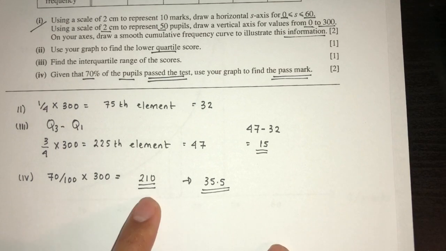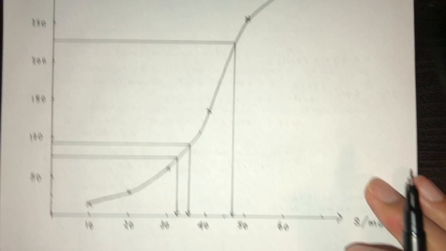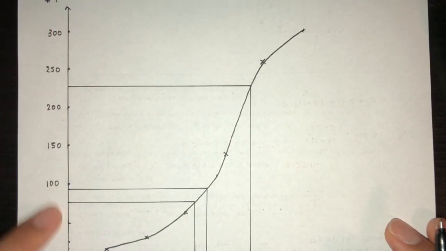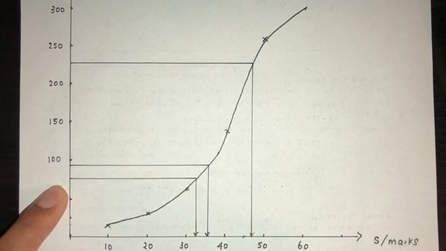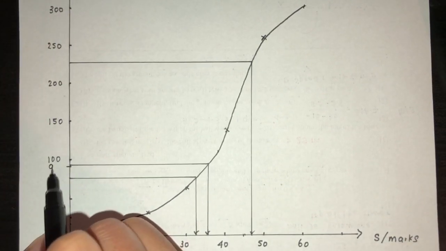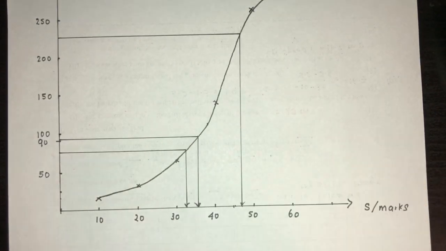You first have to find how many pupils pass the test, which is 210. And then you know that passing will be from the top to the bottom. So 300 minus 210 will be 90. So you go to 90. You have to draw a line to find the passing mark, which is this one. Okay, that will be the last question of this paper.